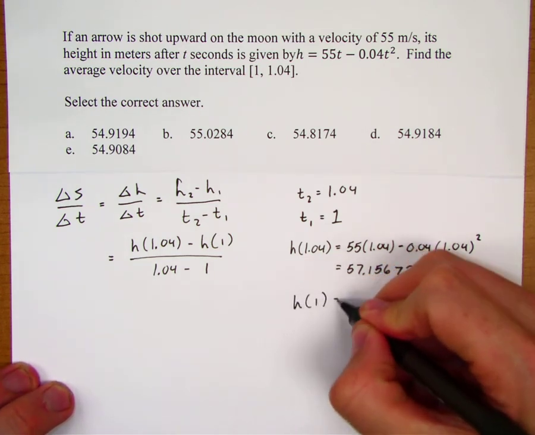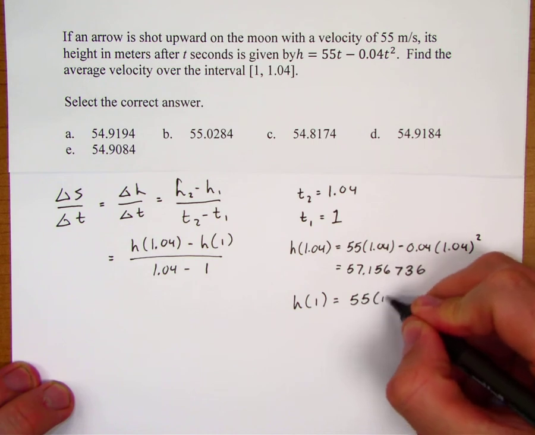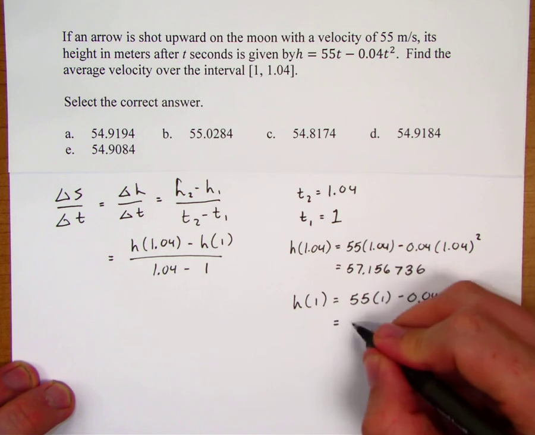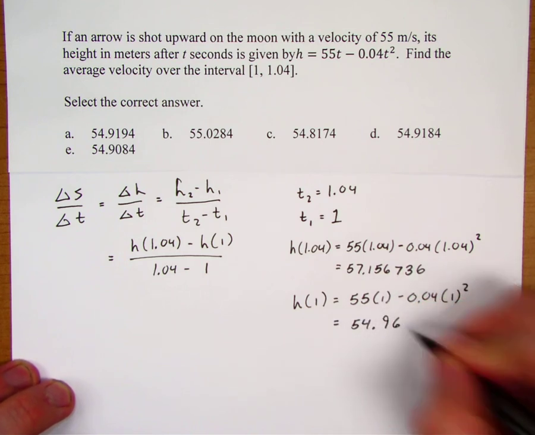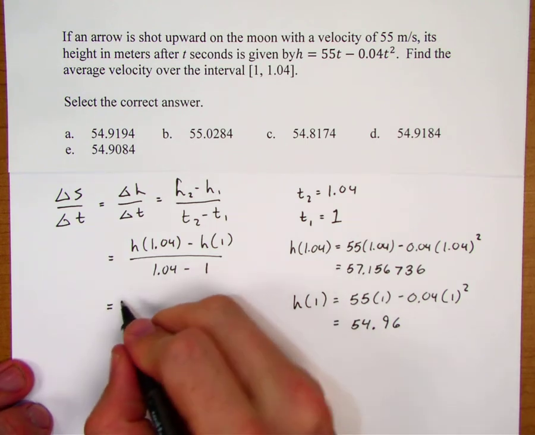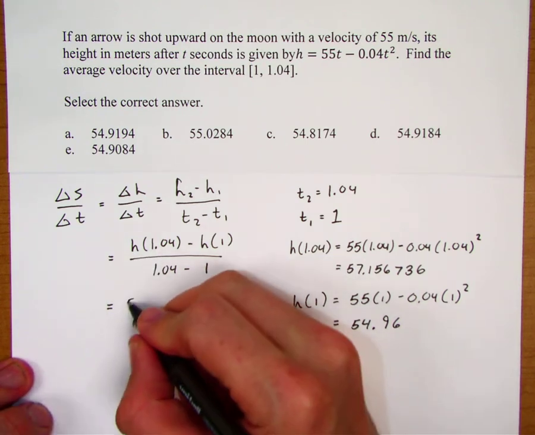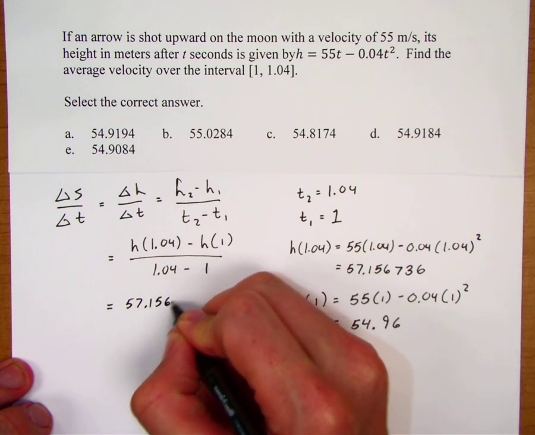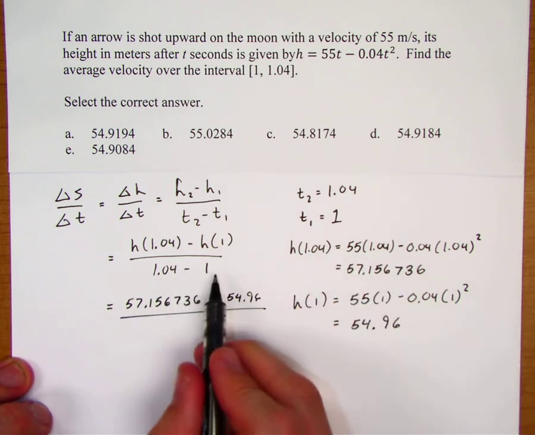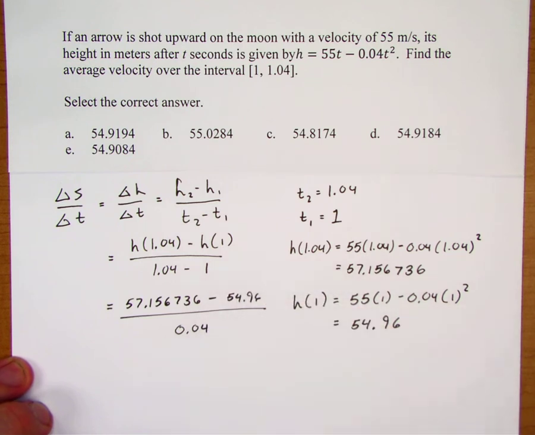H of 1 is a simple one, that's just 55 times 1 minus 0.04 times 1 squared. That gives me 54.96. Coming back over here, what could be a necessary step for some is not totally necessary for me. We could go ahead and fill in what h of 1.04 is, 57.156736 minus 54.96, divided by, well, 1.04 minus 1. This is 0.04.